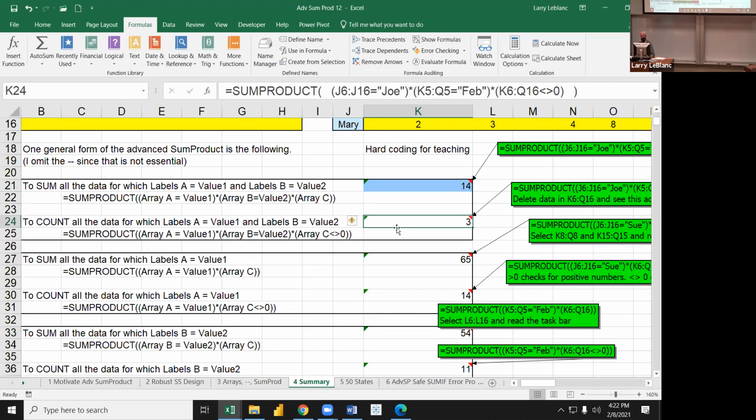And if you want to count instead of sum, it's very similar. Parentheses, labels equals Joe, star. Parentheses, labels equal Fed, star. The rectangular range is not 0.